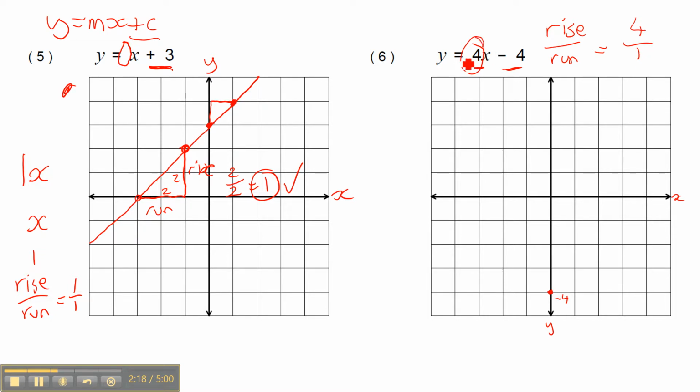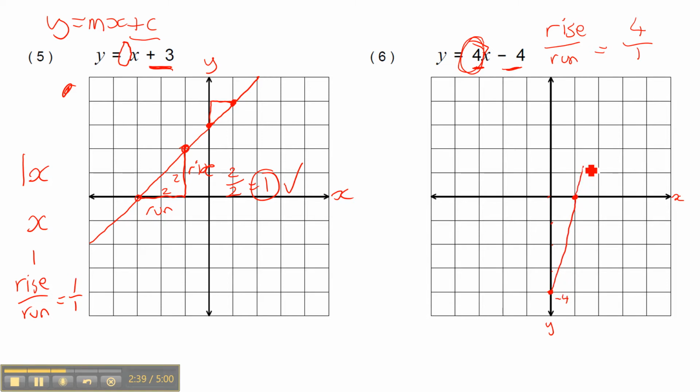because we've got a whole number, the gradient being 4, we simply put that over 1, because that's what it is as a fraction. So we start at our point and we go up 4, 1, 2, 3, 4, and we go across 1 for our second point. Now all we simply have to do is connect the line.